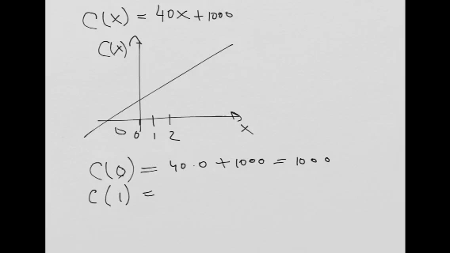If you buy 1 bottle of Coke, then it's going to be an extra $40. If you buy 2 bottles of Coke, that's going to be an extra $80. So your marginal cost here, every time you buy an extra one, is $40 extra. So that makes sense.